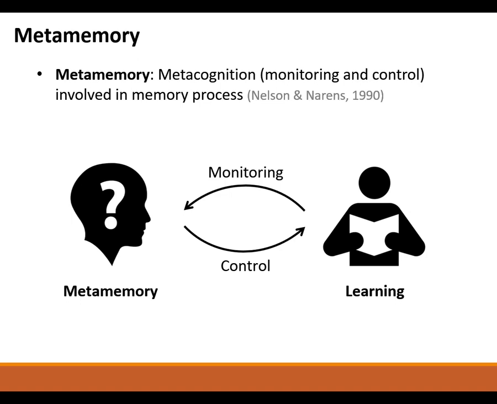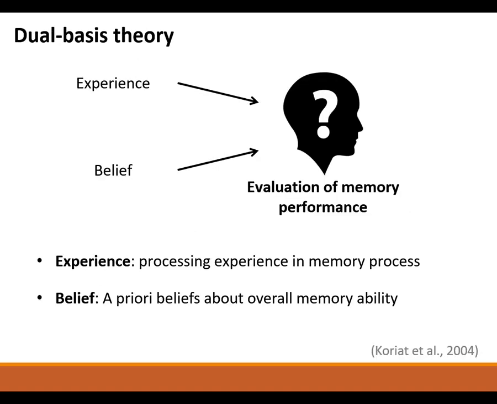In the metamemory literature, one of the most important theories is called the dual basis theory, which suggests that when we try to evaluate our memory performance, our evaluation or our confidence rating is mainly affected by two factors. The first factor is called experience, which is the processing experience during memory process, such as the processing fluency when we learn each item. The second factor is called belief, which refers to our belief about the overall memory ability. Typically, this belief is developed before the current memory task. In a certain memory task, experience and belief can both independently affect our confidence rating about memory performance.